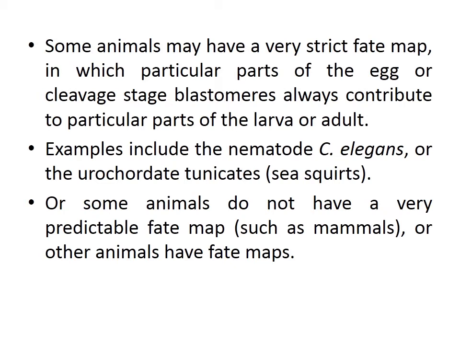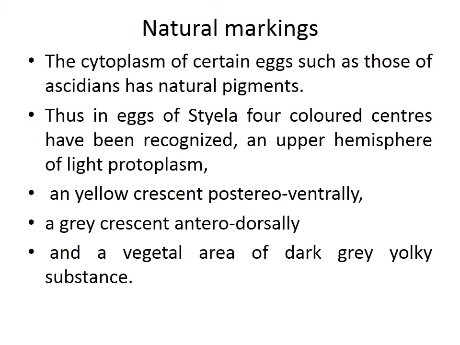Examples include the nematode C. elegans or the eurocot tunicates, the sea squirts. Whereas some it is indeterminate, you cannot predict the fate map just by seeing the movement of the cells, where the cell may compensate for the lost one. Example is mammals.